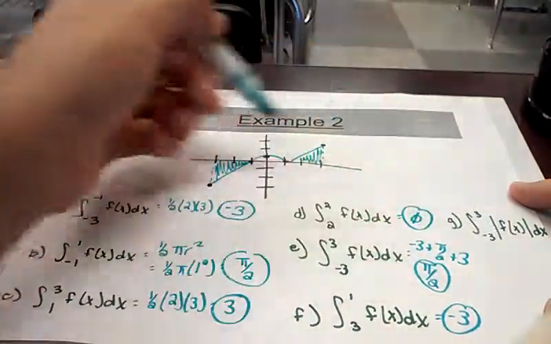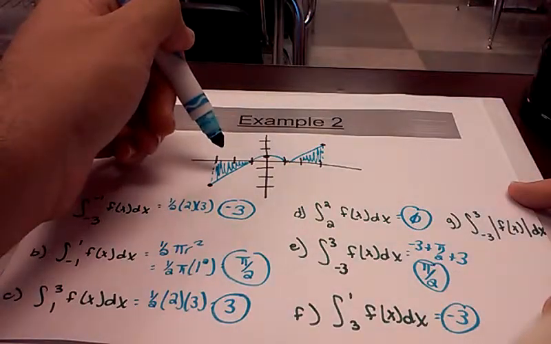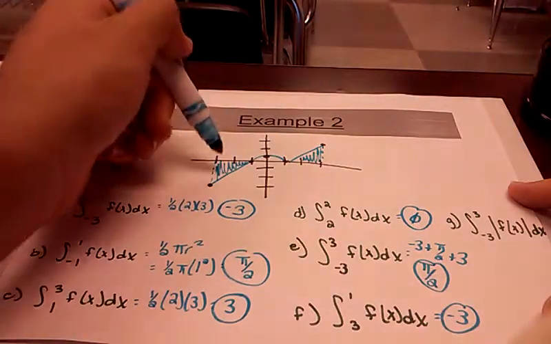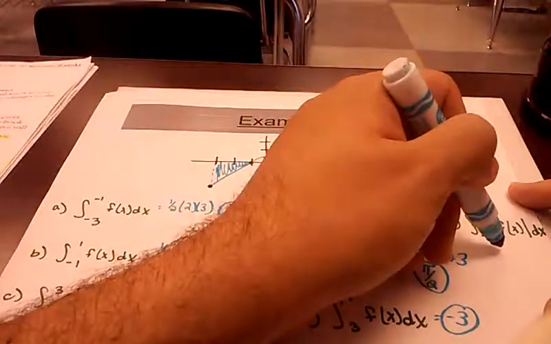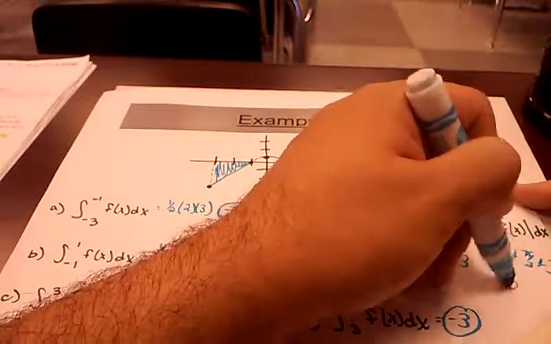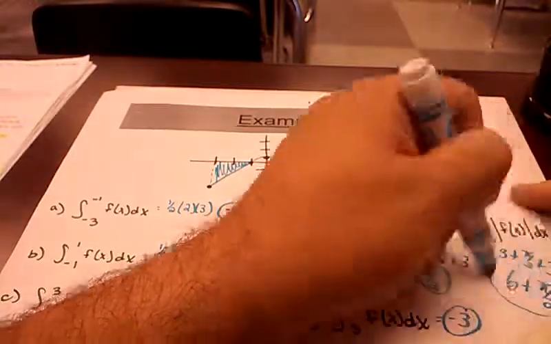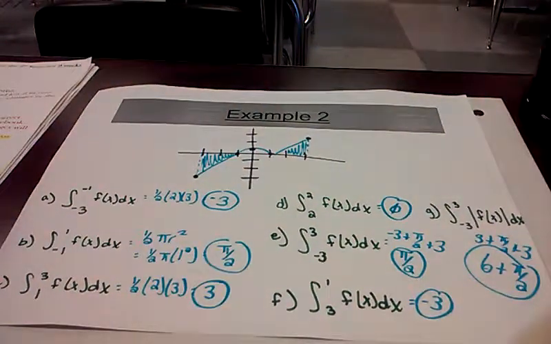For G, it wants you to find the area from -3 to 3, but notice it wants the absolute value. So in that case, it doesn't matter that this is considered a negative area. Since it wants the absolute value, we're going to have +3, positive pi over 2, and +3, and we're going to add all three of those together, and we're going to end up with 6 plus pi over 2, and that would be the absolute value of the integral of the function on the interval -3 to 3.